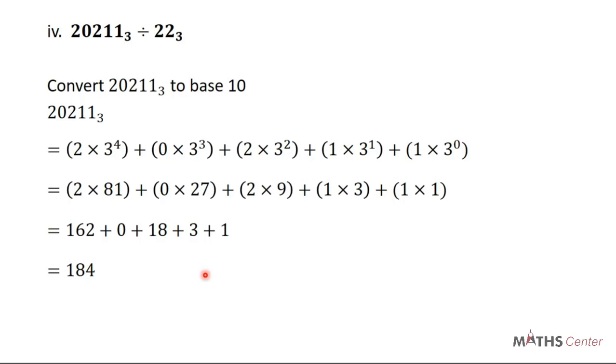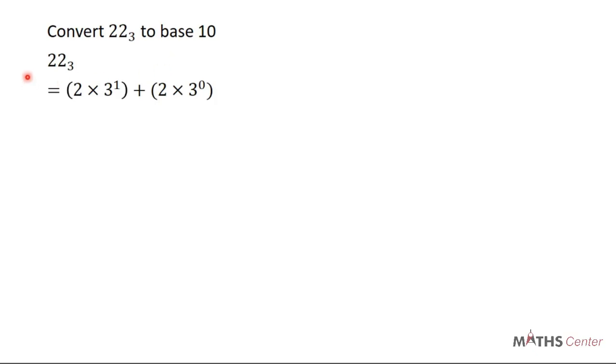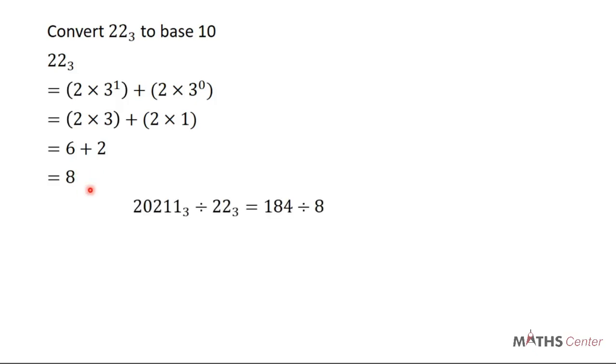Now you convert 22 base 3 to base 10. That is the next step, and that is going to give us 2 times 3 exponent 1 plus 2 times 3 exponent 0. And this is going to give us 2 times 3 plus 2 times 1. 2 times 3 is 6, 2 times 1 is 2, 6 plus 2 will give us 8. So we now know that 20211 base 3 is 184 base 10. Then 22 base 3 is 8 in base 10.